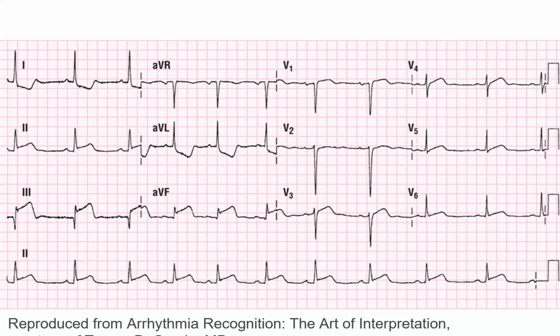Inferior STEMI. Now, if it's an inferior, before we give nitro, we're going to check blood pressure and then what else are we going to check? The right side. We're going to check the right side for right side involvement because with a standard inferior, we're going to see a 10 to 20 point drop in blood pressure, no big deal. That's kind of normal.